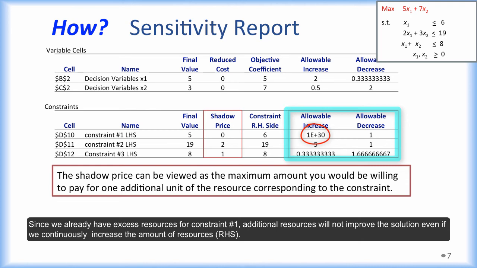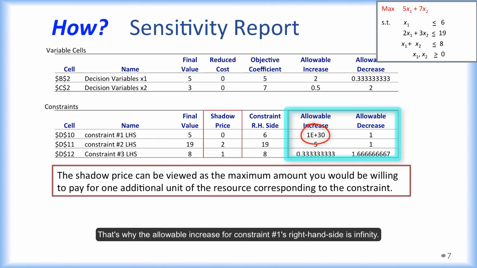Since we already have excess resources for constraint number 1, additional resources will not improve the solution even if we continuously increase the amount of resources available. That's why the allowable increase for constraint number 1's right-hand side is infinity.